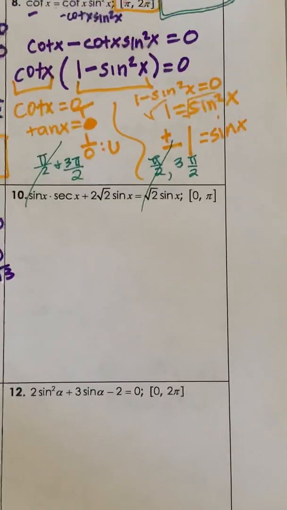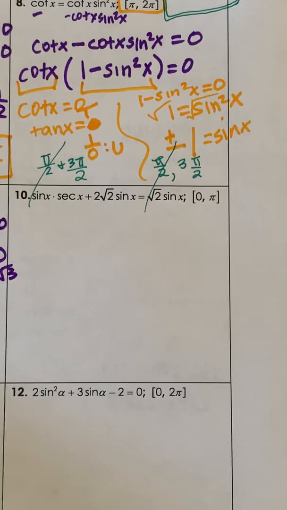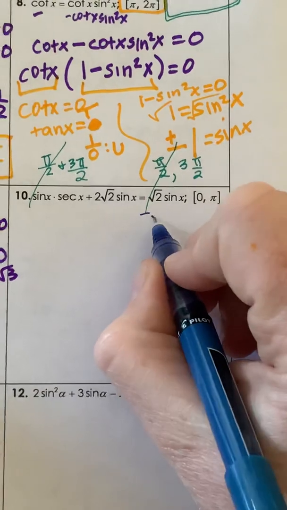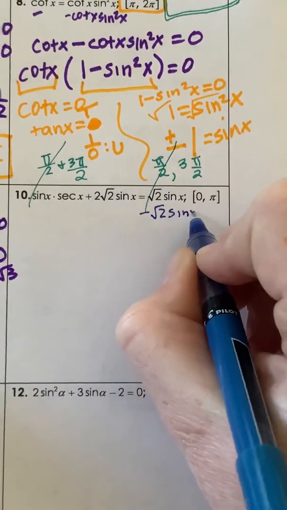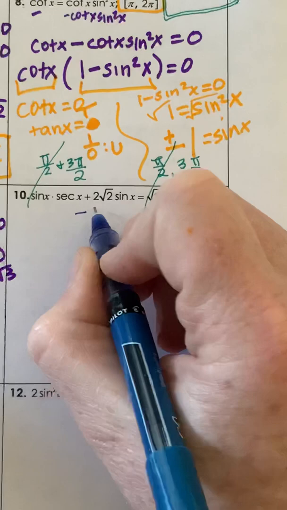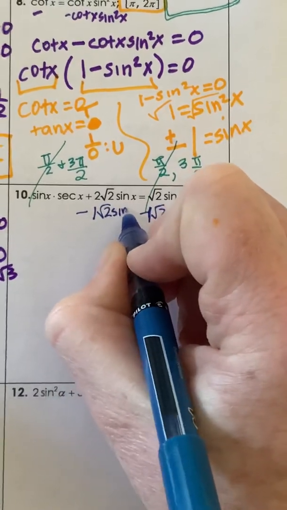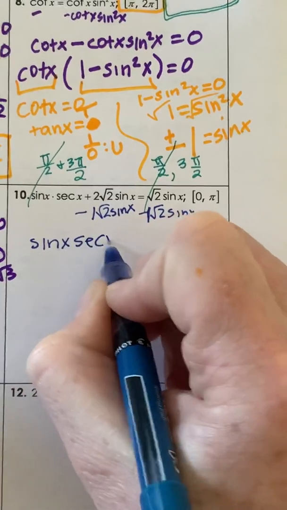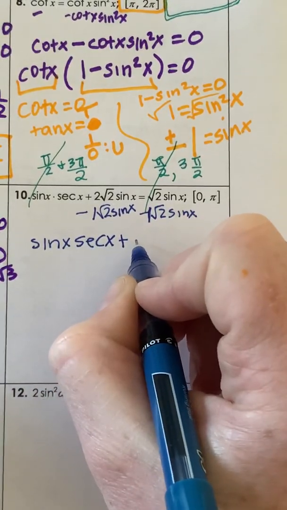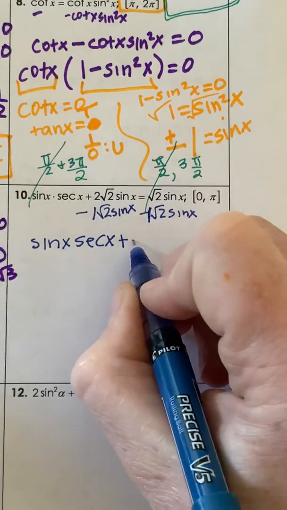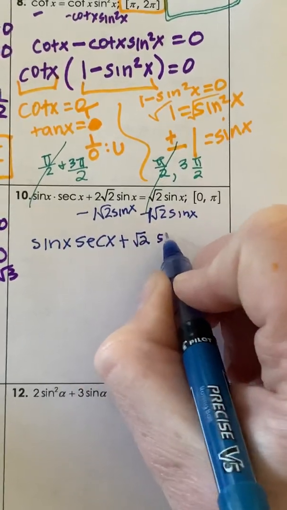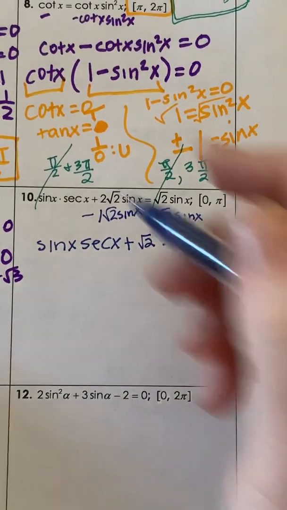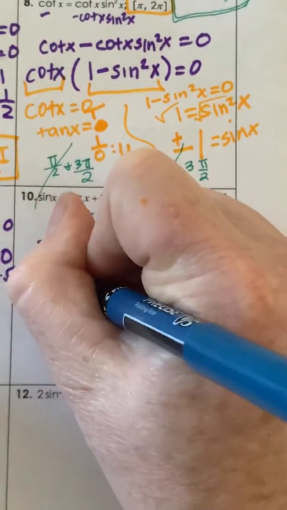All right, couple more. 10. It doesn't equal 0 yet, so we've got to subtract square root of 2 sine x, which is 1 square root of 2 sine x. Okay, so now I'll be at sine x secant x plus square root of 2 sine x equals 0. And then we can factor out a sine x.